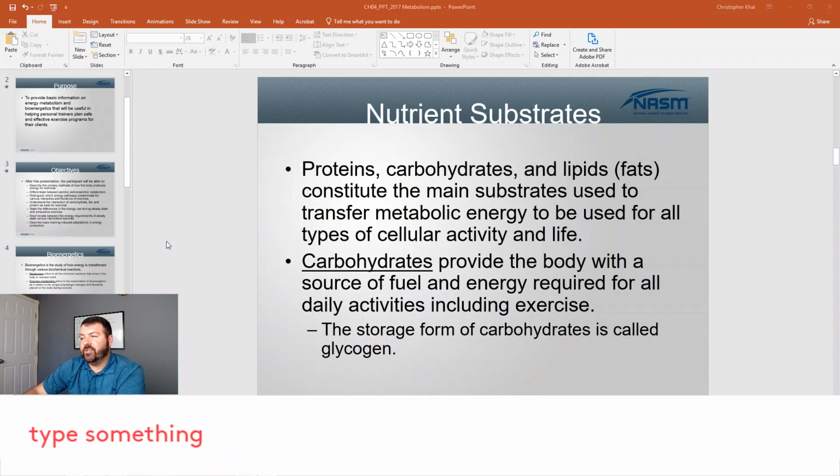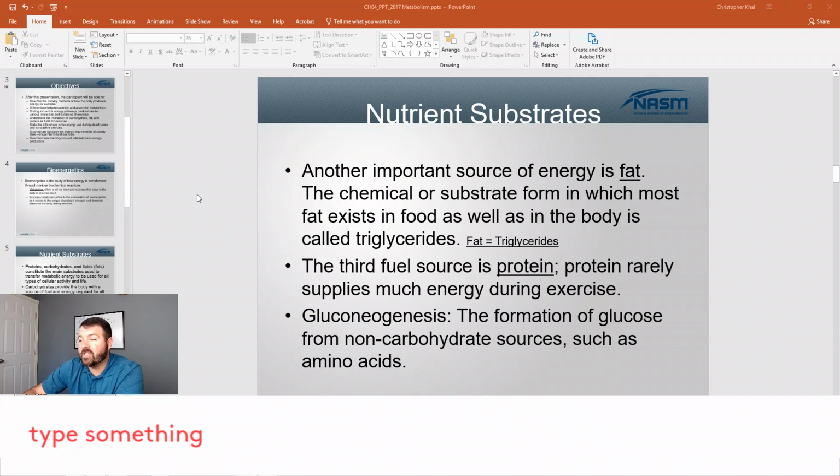We talked a little bit about the nutrients, so the macronutrients, okay, the fats, carbs, and proteins. Carbs provide the body with probably the most efficient source of fuel. The storage form of carbohydrates is called glycogen. Your body likes carbs the best. It uses them probably the easiest, and that may be why everyone loves carbs. Everyone likes the pastas and pizzas and so forth.